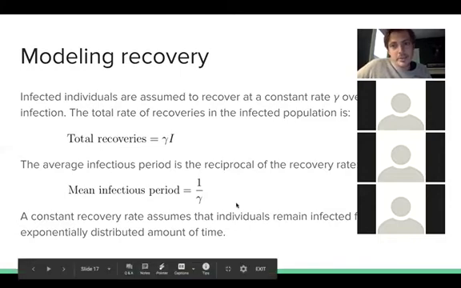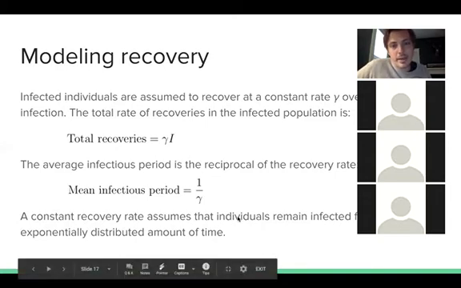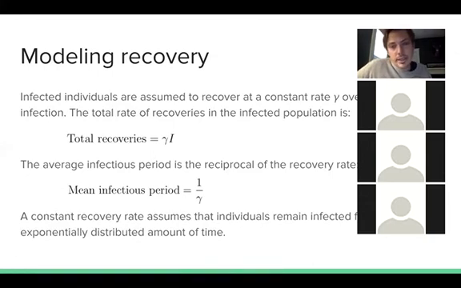And what we know about exponential distributions is that they have a very long tail. So a given individual could potentially stay infected for a long period of time. But nevertheless, we generally tend to make this assumption that individuals stay infected for an exponentially distributed amount of time because it makes the model simple. And even if that's not completely realistic, it generally does a good enough job to capture the overall infectious disease dynamics in a given host population.